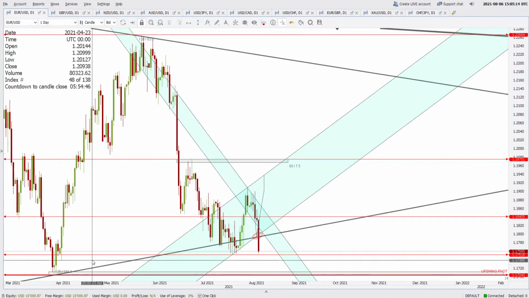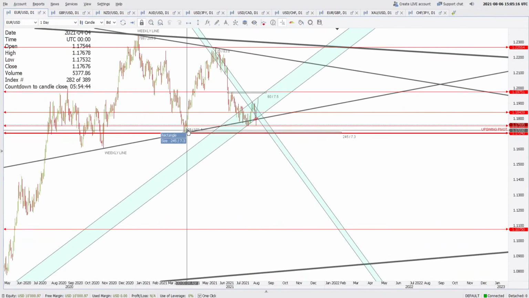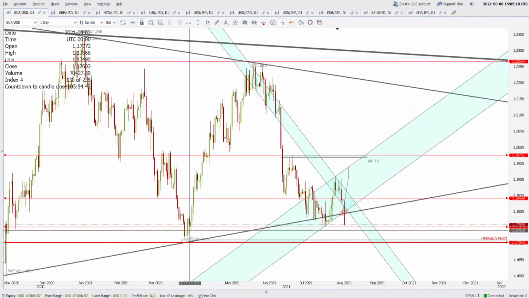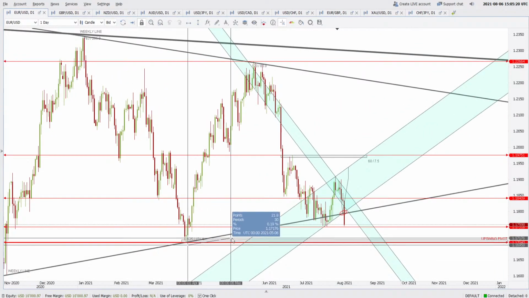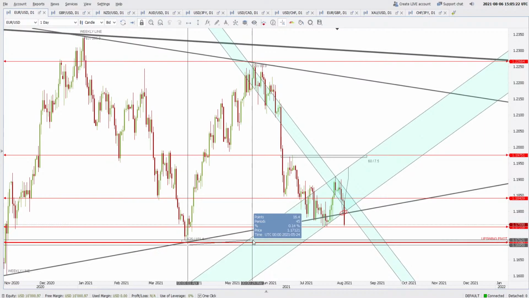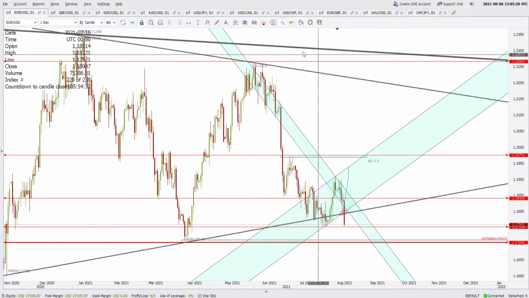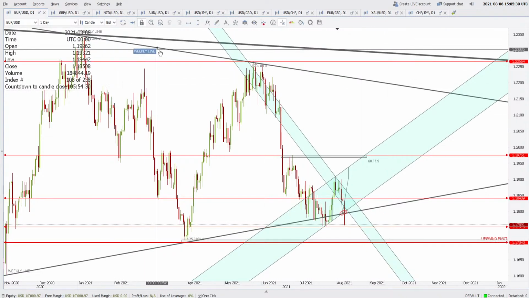Small risk below the previous low here. These are the previous lows. Below these lows you can keep your small stop loss and buy near these levels. You will have a stop loss of around 16 to 30 pips, and your take profit target will be this falling weekly line. You see why?